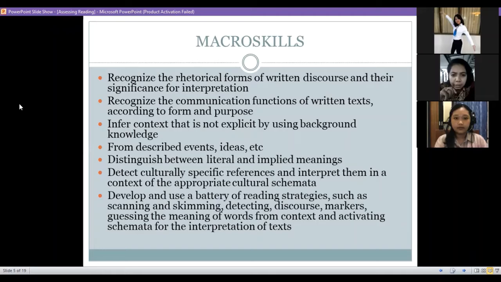And then the sixth is to detect culturally specific references in a text and interpret them in a context of appropriate cultural schemata. And the last is to develop and use a battery of reading strategies, such as scanning and skimming, detecting discourse markers, guessing the meaning of words from context, and activating schemata for the interpretation of texts. Okay, next.